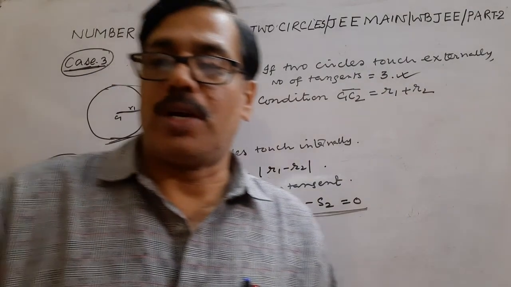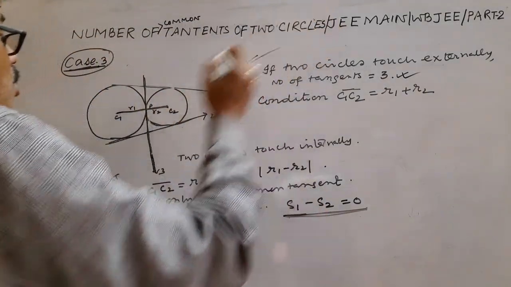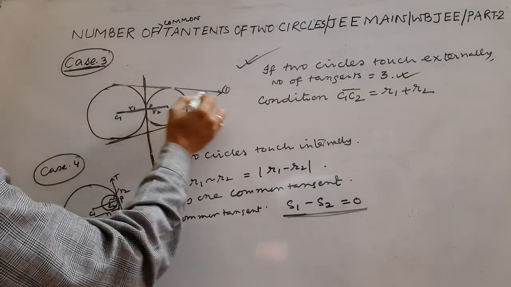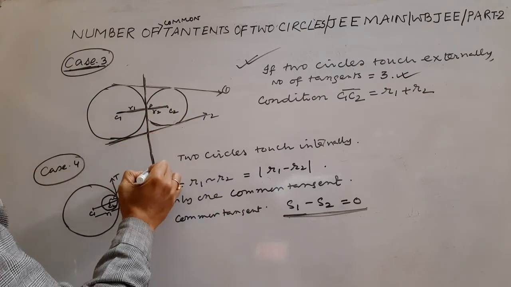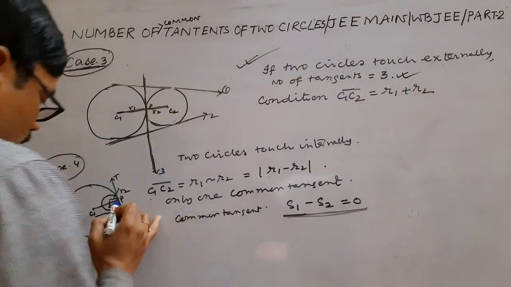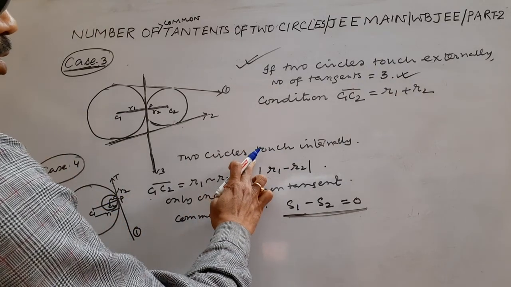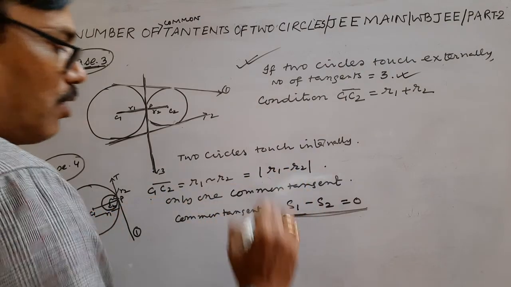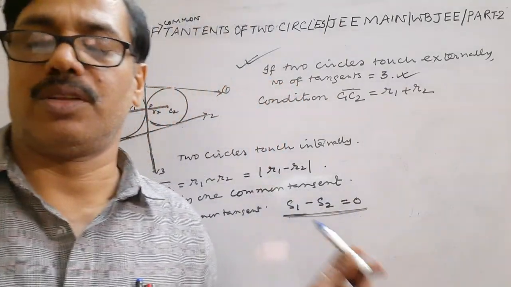So this one is a very simple theory of class 10. If two circles touch externally, there are two direct tangents and this one is another tangent. So three common tangents. And if two circles touch internally, the number of common tangents equals 1. So this is our theory.